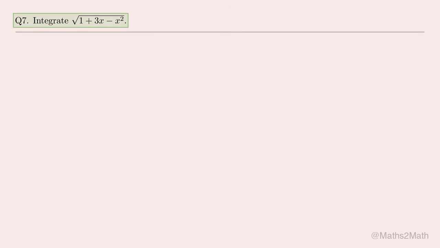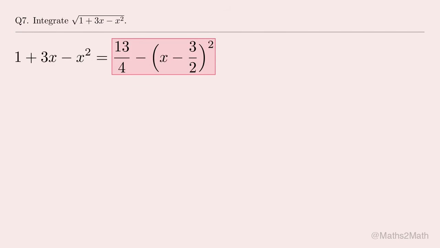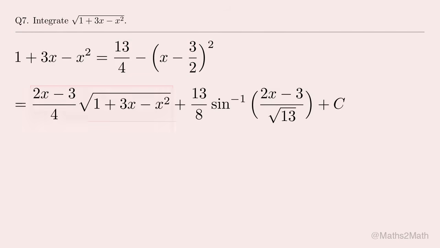Question 7. Downward again, with fractions in the completion. 13 quarters minus x minus 3 halves squared. Complete the square around 3 halves. The inverse sine form, with a as root 13 over 2.